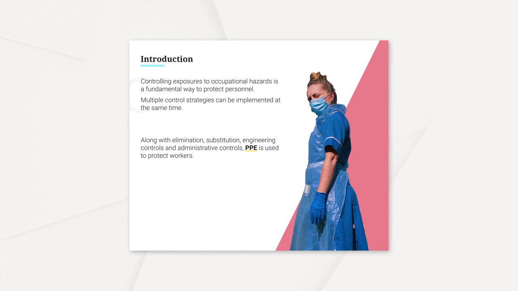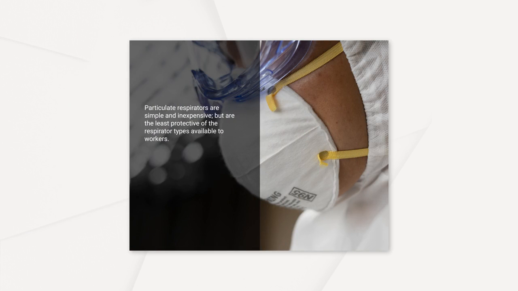Controlling exposures to occupational hazards is a fundamental way to protect personnel. Multiple control strategies can be implemented at the same time. Along with elimination, substitution, engineering controls, and administrative controls, PPE is used to protect workers. Particulate respirators are simple and inexpensive, but are the least protective of the respirator types available to workers.